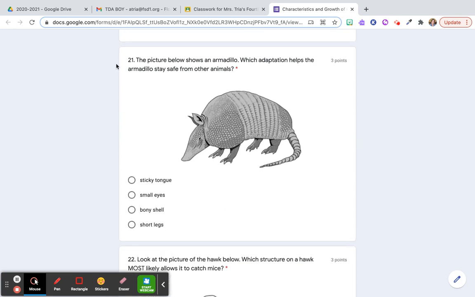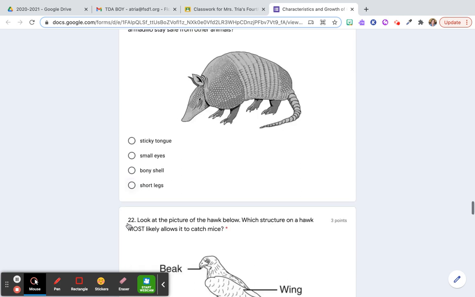Number 21. The picture below shows an armadillo. Which adaptation helps the armadillo stay safe from other animals? Sticky tongue, small eyes, bony shell, short legs.